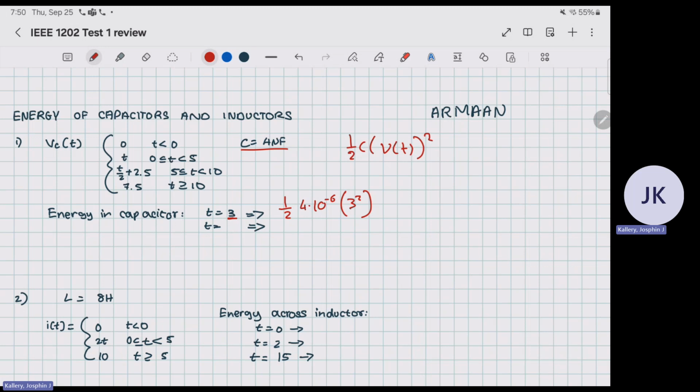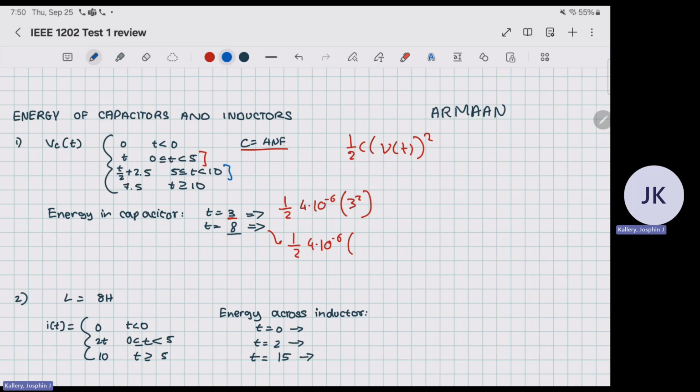For 8, right? So now let's do 8. For 8, once again, we'll plug in the same equation. 1/2, this is our capacitance now, 4 times 10 to the negative 6. And now it's a little bit different because if you plug in 8, we see that we would use this part instead of this part, right? Because the piecewise function is saying when your time is between 5 and 10, use this function. So that's what we're going to do.